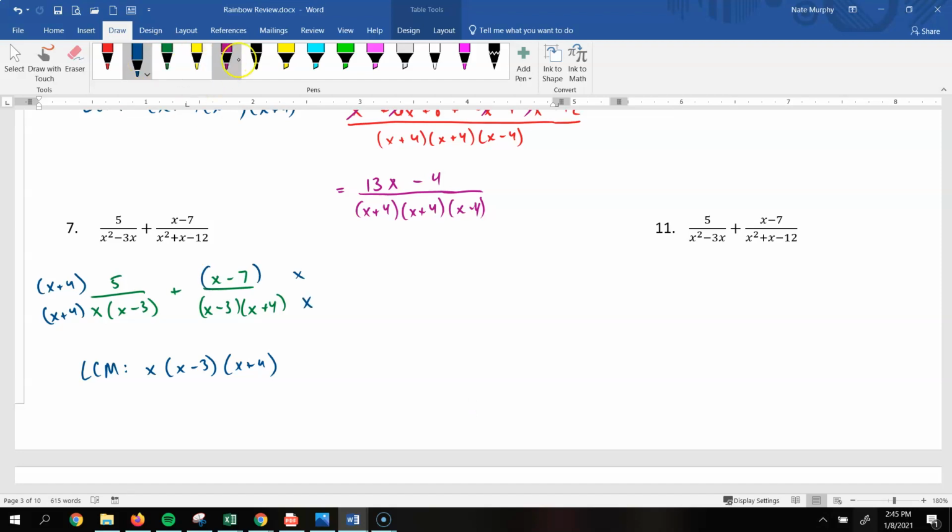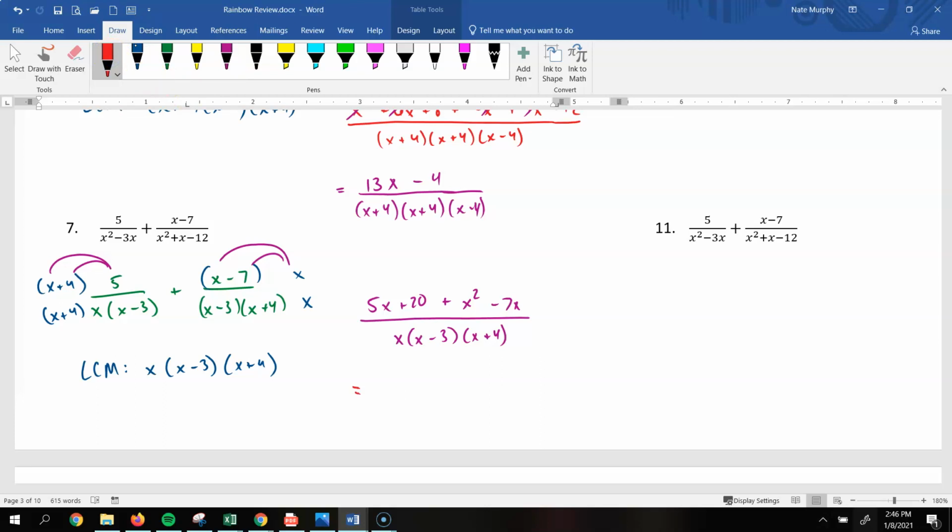So what you end up getting in the next step, if we write this as one giant fraction, where we have our LCM, which would be x times x minus 3 times x plus 4. Again, any order would be fine. Our numerator, we're going to distribute the 5 through. So we would have 5x plus 20 for that piece. Here we're going to distribute the x. So we would have plus x squared minus 7x in the numerator. So now we want to combine like terms to get our final answer.